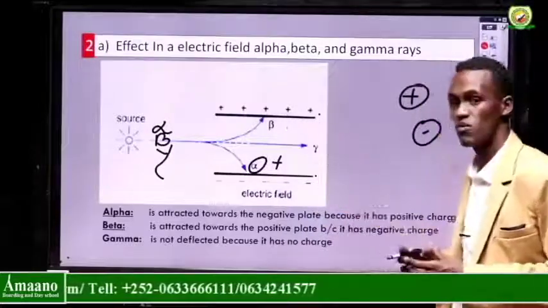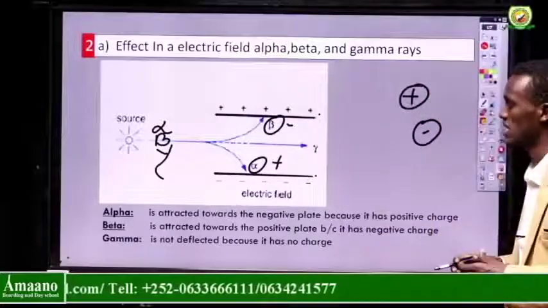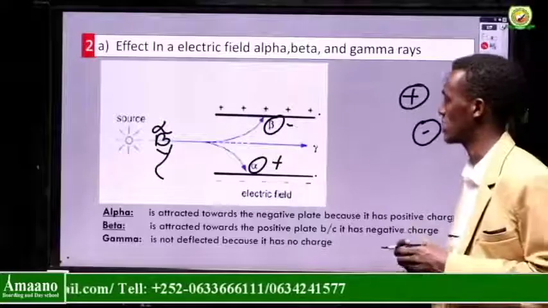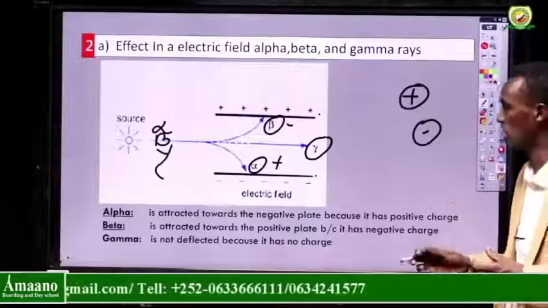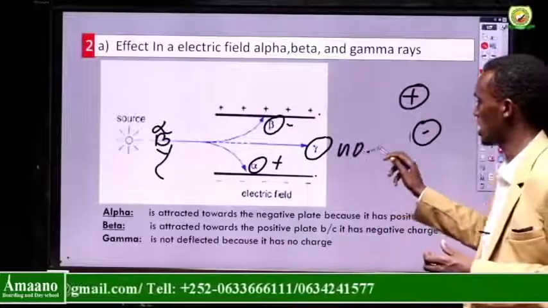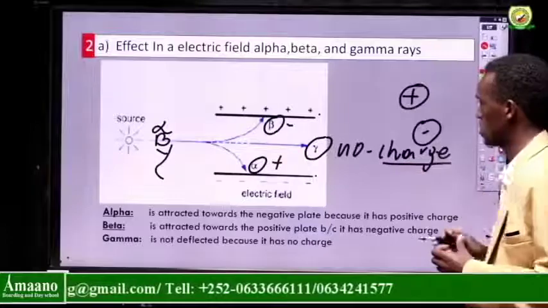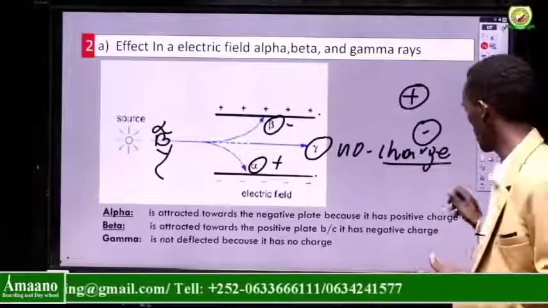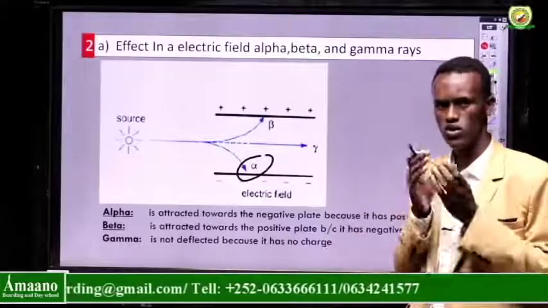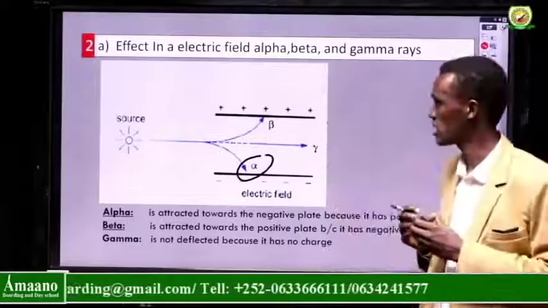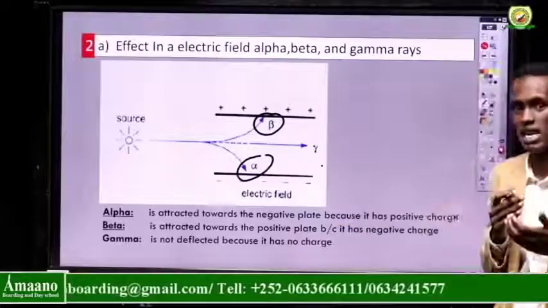Also, a positive plate attracts a beta particle. So the charge of a beta particle is negative. Okay, but gamma is undeflected because it has no charge. Alpha particle is deflected less because it has a greater mass, while beta particle is deflected more because it has less mass.